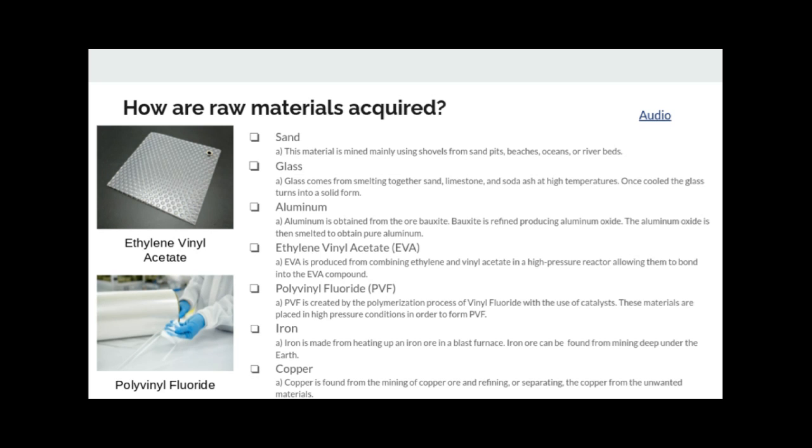PVF is created by the polymerization process of vinyl fluoride with the use of catalysts. These materials are placed in high-pressure conditions in order to form PVF. Next, we have iron. Iron is made from heating up an iron ore in a blast furnace. Iron ore can be found from mining deep under the earth. Last, we have copper. Copper is found from the mining of copper ore and refining or separating the copper from the unwanted materials.